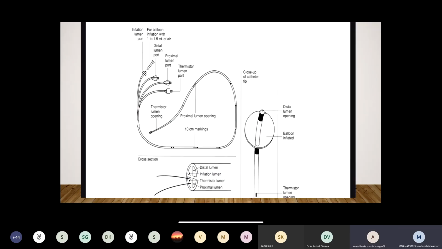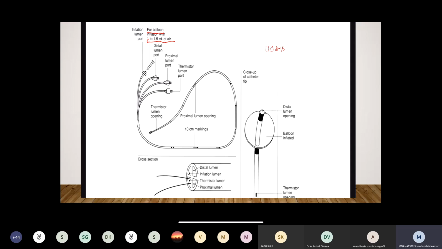Before the procedure, let's understand the parts of the pulmonary arterial catheter. It is 110 centimeters total length. In that, it has 4 ports. One port is for balloon inflation, which helps in going of the PAC into the pulmonary artery.